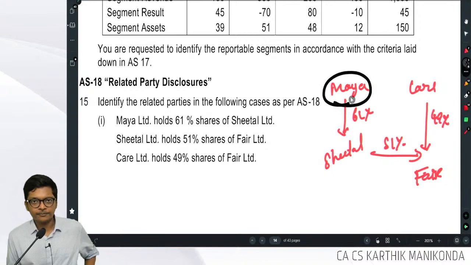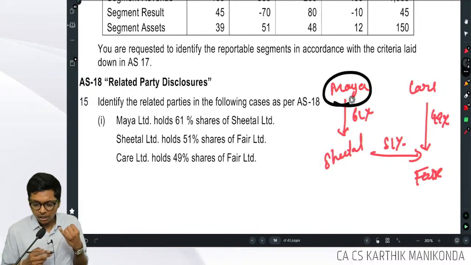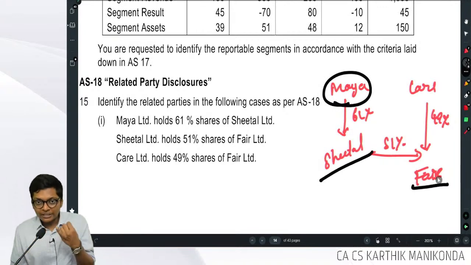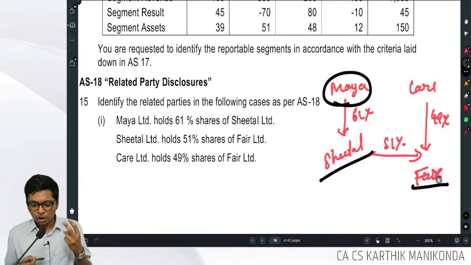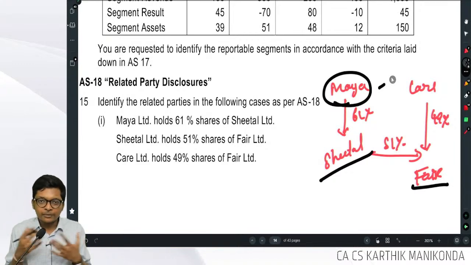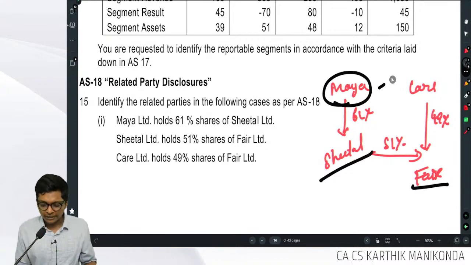For Maya, see everybody. For Maya, Sheetal is related because it's a subsidiary. For Maya, Far is also related, subsidiary of subsidiary. So Maya has two relationships. Maya and Car, there is no relationship at all because nobody is controlling both these entities. So they are not related.